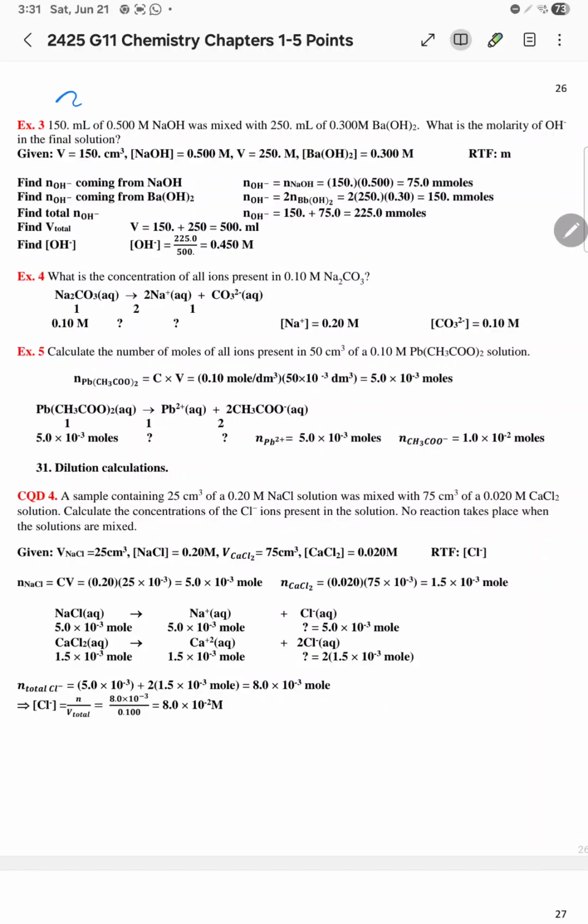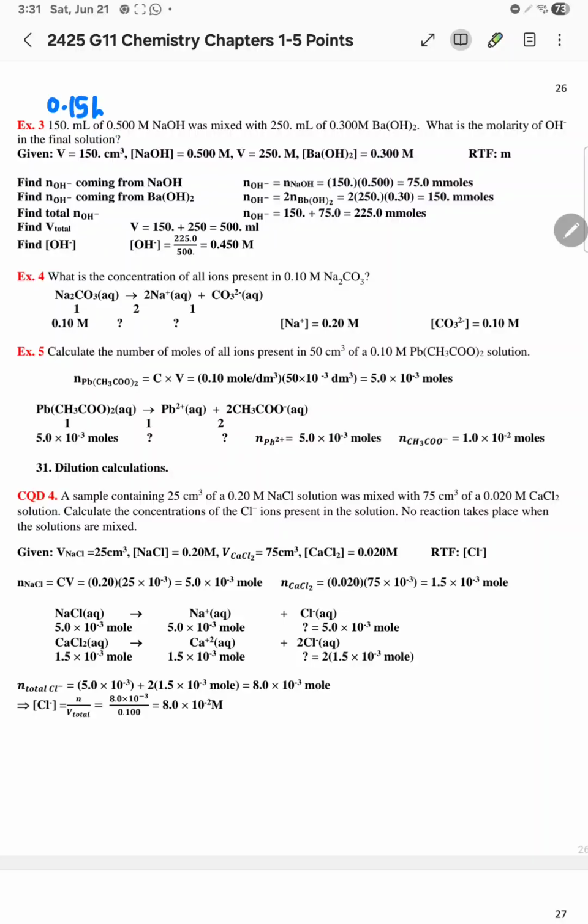150 milliliters, so 0.15 liters of 0.5 molar NaOH was mixed with 250 milliliters of 0.3 molar Ba(OH)2. What's the molarity of OH minus in the final solution? When they ask for molarity, they mean what's the concentration.